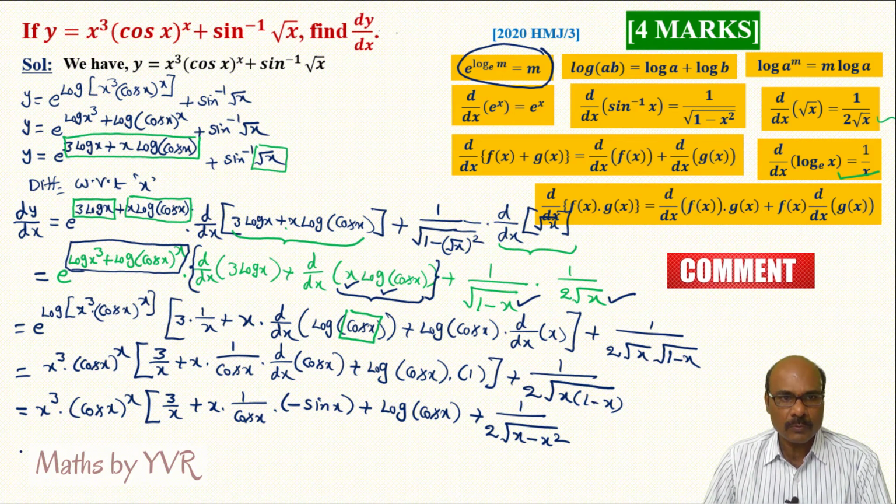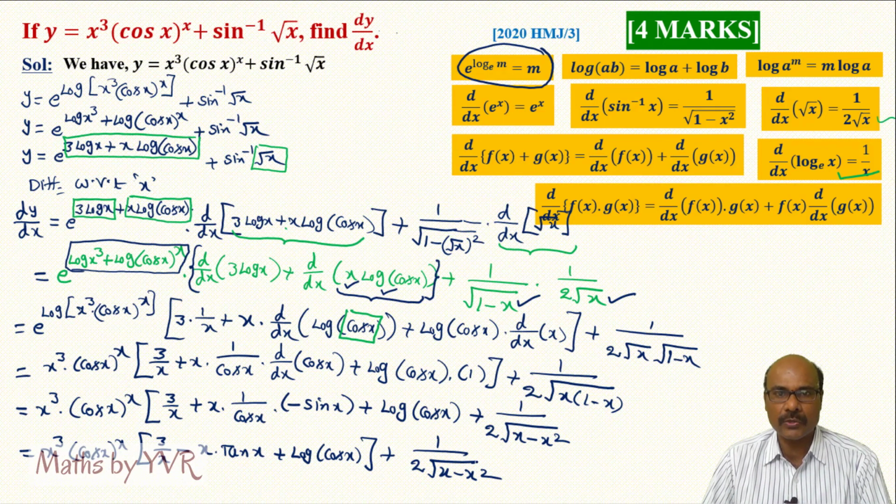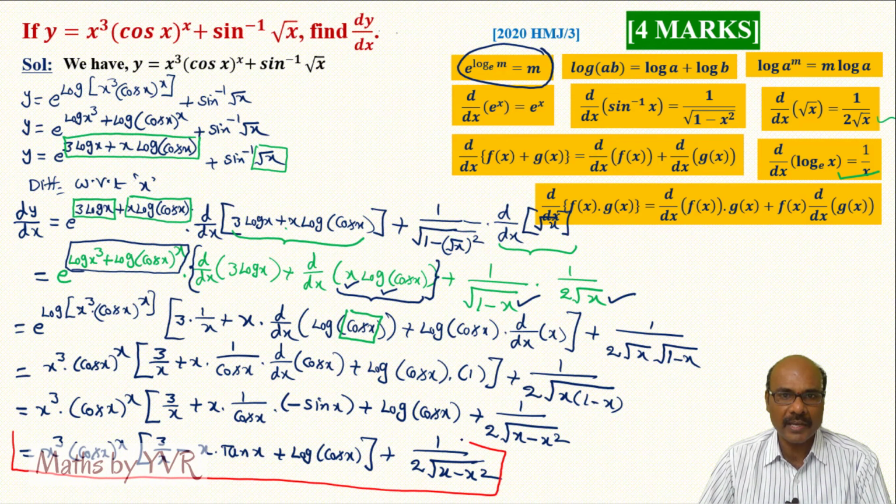Okay, now one more step: x cube into cos x whole power x into 3 by x as it is. Here plus into minus is minus x into sin x by cos x. How can we write it? Sin x by cos x is tan x, plus log of cos x, plus the last term is 1 by 2 into root of x minus x square. So this is the derivative of the given function y. Okay students, I hope you understand.